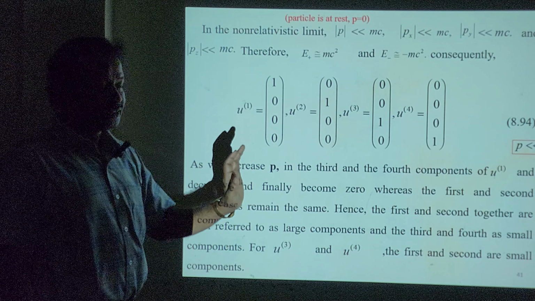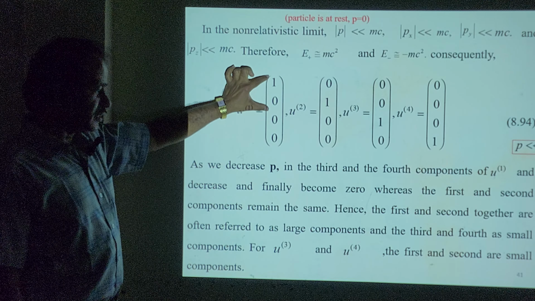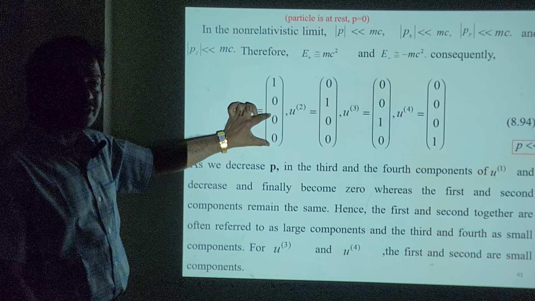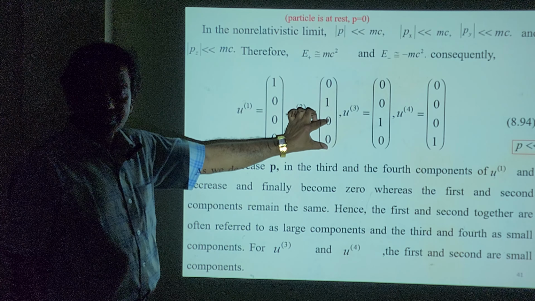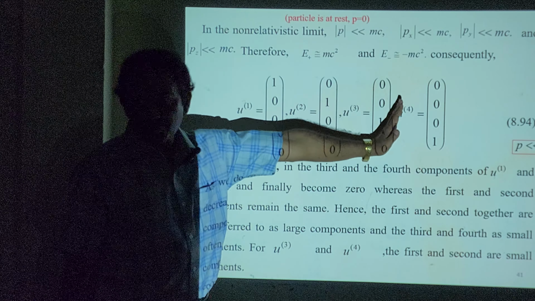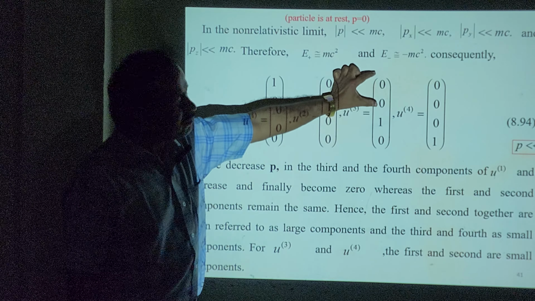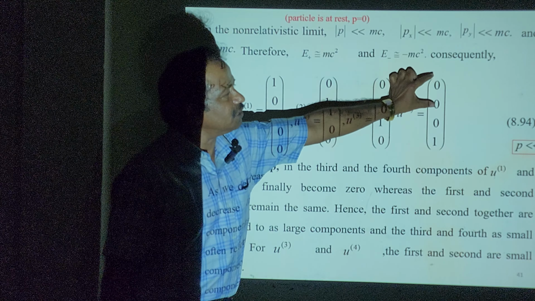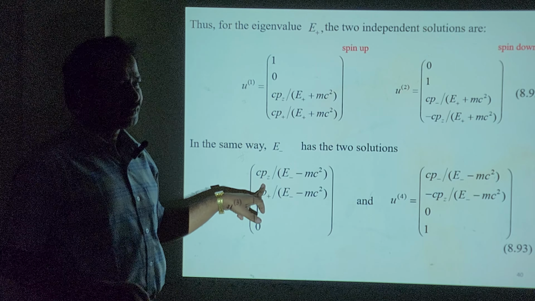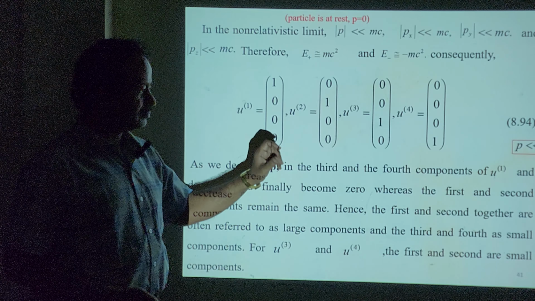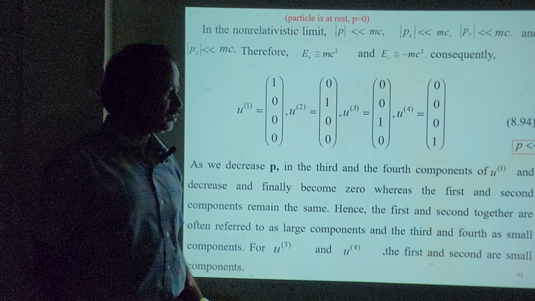1, 0 exists. That's why we call these the large components and these two the small components. So this will be your large component, this will be your small components. Whereas this will be just opposite: this will have large components, this will have small components, because P tends to 0 here. Is it okay? This is what is given in the slide. So for U3, U4, the first and second components are small components. Okay? Is it okay?